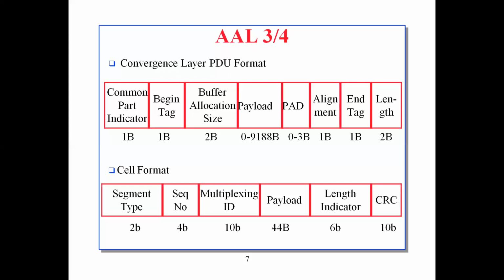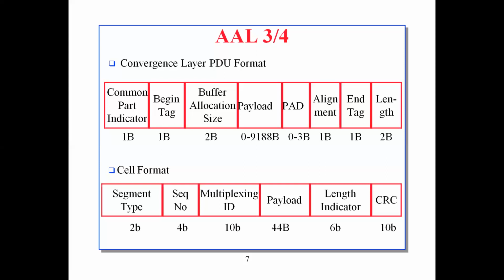Trailer consists of LI, that is length indicator. It is used to indicate the payload. The payload size is of 44 bytes. The last comes SCRC, which is of 10 bits. It is used for cell checksum.